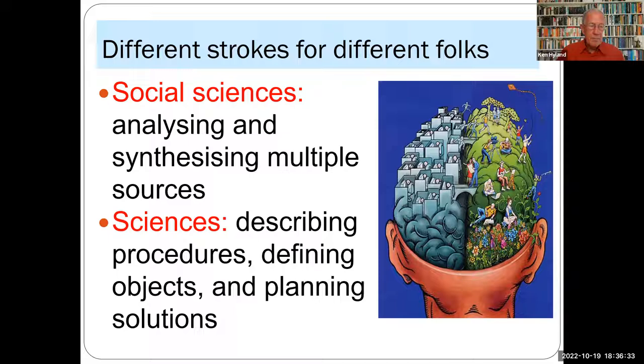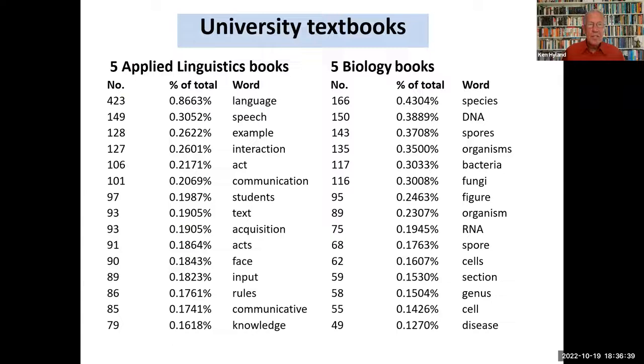Perhaps at the most obvious level of community difference is Lexis. This slide shows the most common content words taken from chapters in 5 first-year university linguistics books and 5 from biology. We can see that the disciplines have completely different ways of talking about the world, and students need to learn completely different vocabularies.